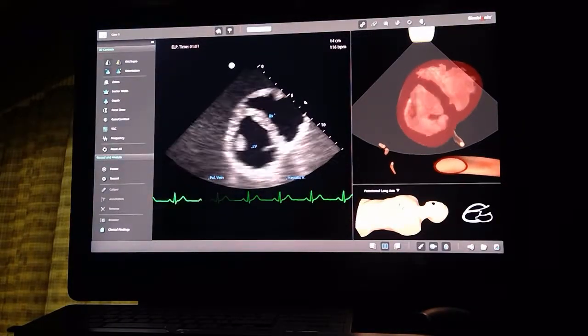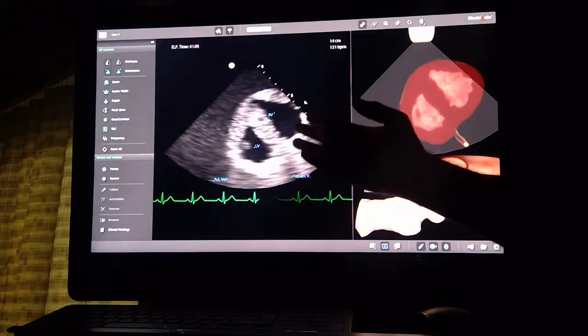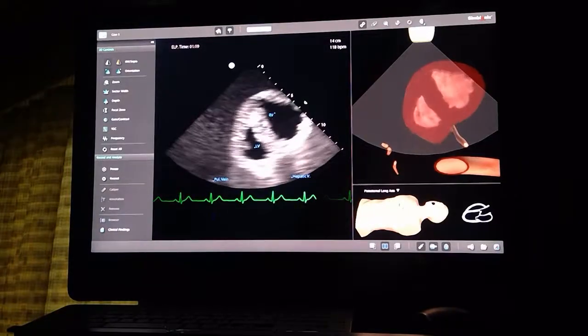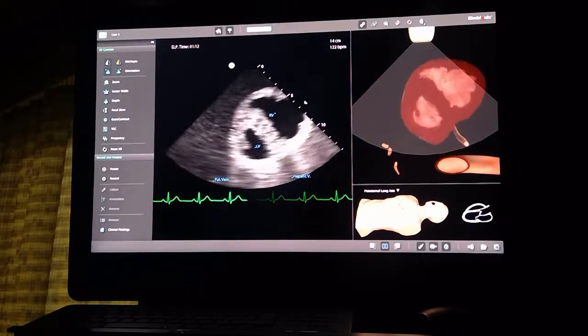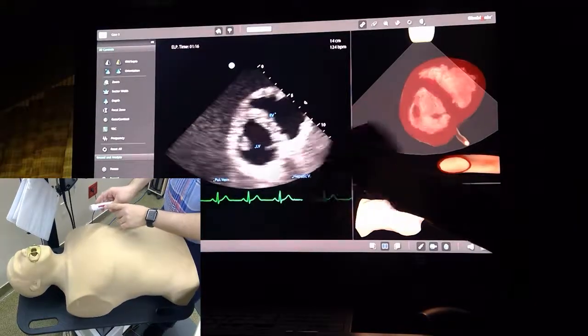This is another clue that the right ventricle pressure is very high, to the fact that it's pushing the septum towards the left side. In normal patients, this should never happen because the left ventricle pressure is very high.